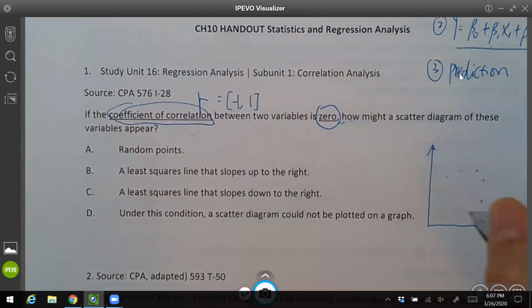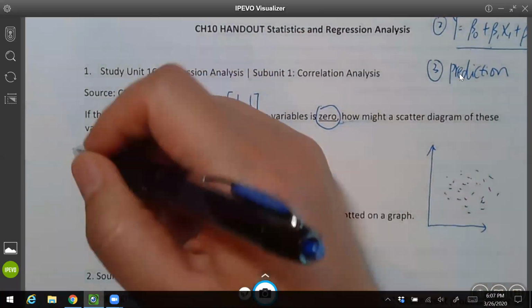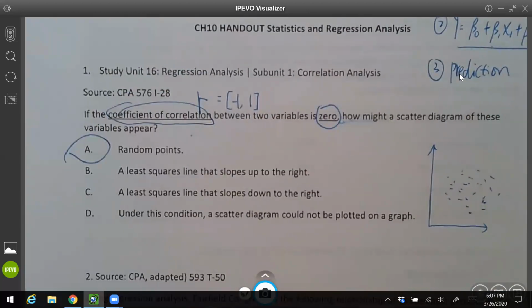So all the dots will be very random. That's the answer: it's random. There is no correlation.